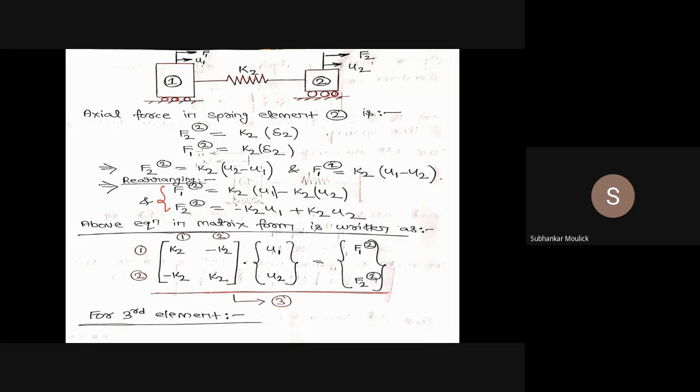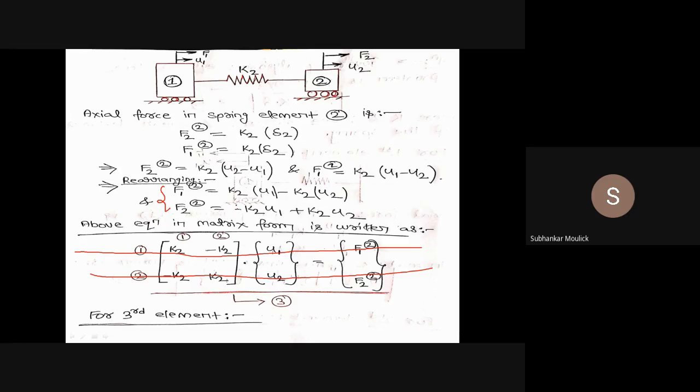If I see in this element only two nodes are present, node 1 and node 2, so the order of the stiffness matrix will be a 2 cross 2 matrix, that means 2 rows and 2 columns. And I also know that this first row means the values for the first node.